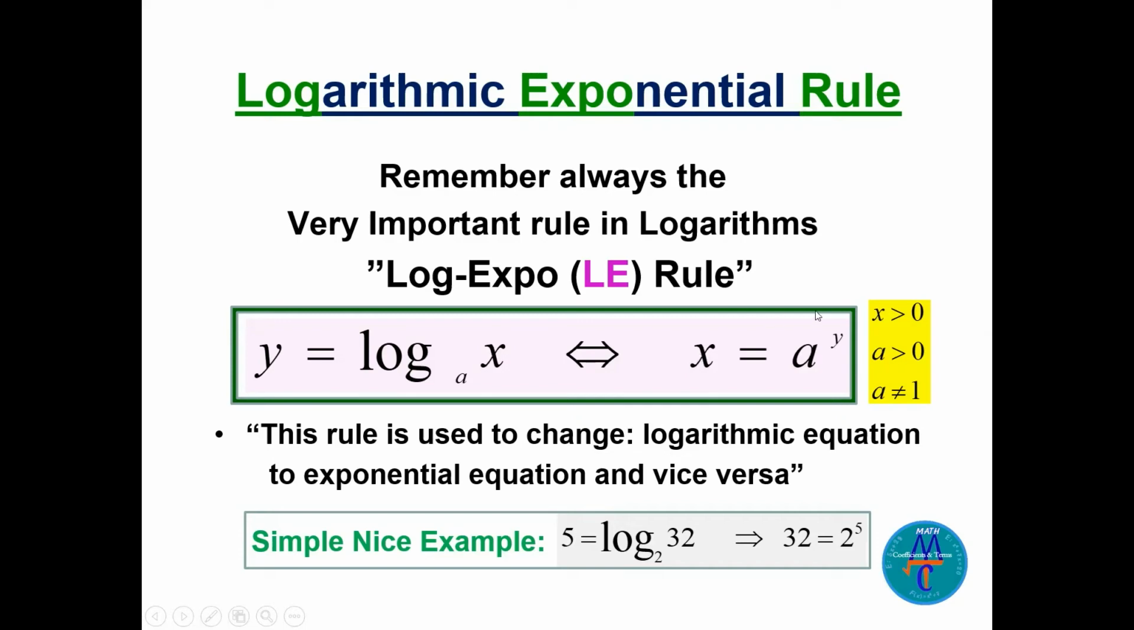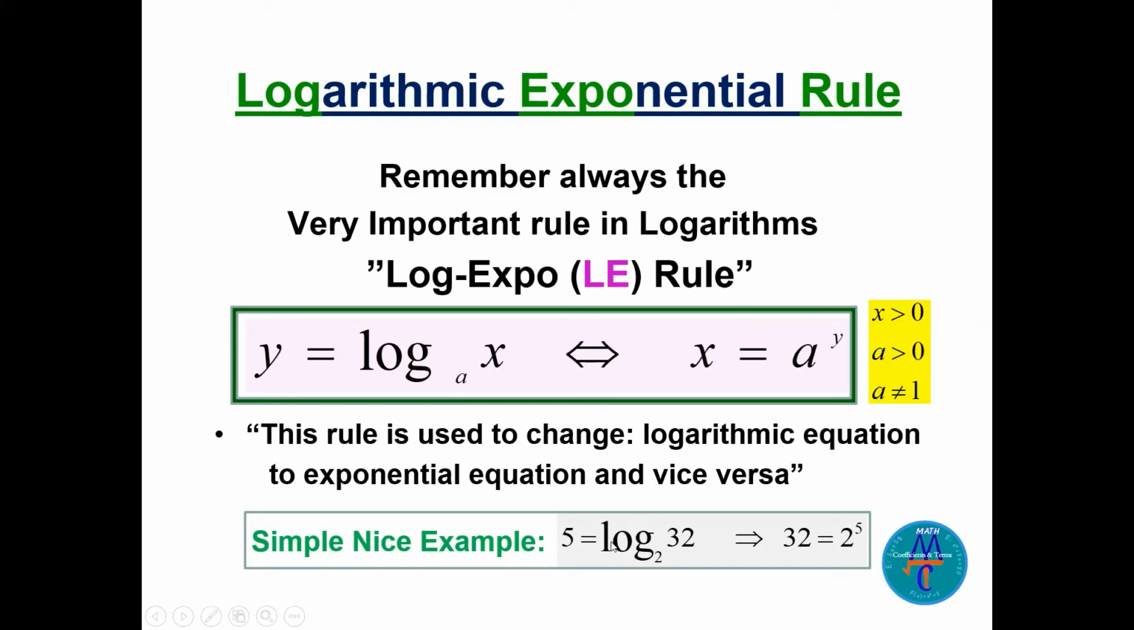Also, when you have exponential, so this is if and only if. You see these two arrows? If and only if. If you have x equals a to the power y, directly you can go and write y equals log base a of x. Remember, x greater than 0, a greater than 0, a cannot be 1.